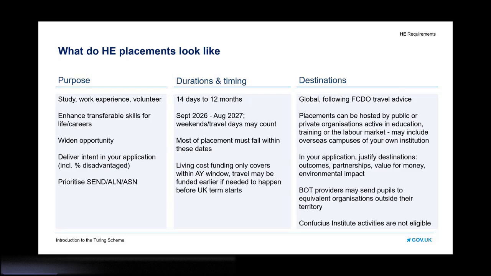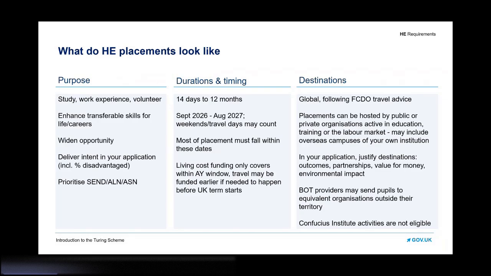HE placements are study, work, or volunteering experiences designed to enhance transferable skills and widen opportunity. They should run between the 1st of September 2026 and the 31st of August 2027, from 14 days up to 12 months, and you can count weekends, public holidays, and travel days in that duration.